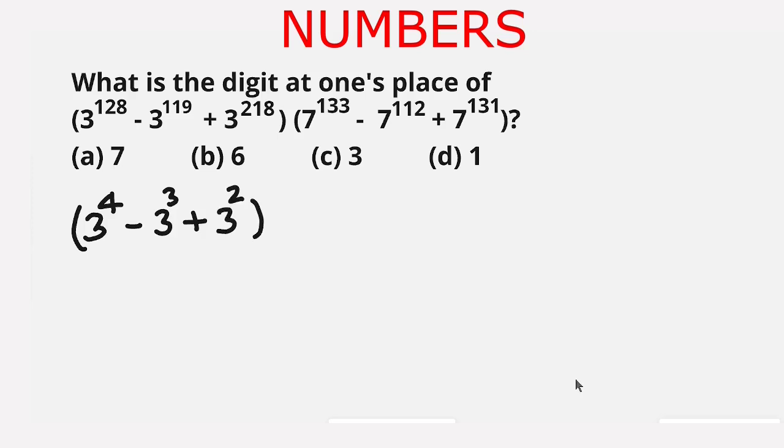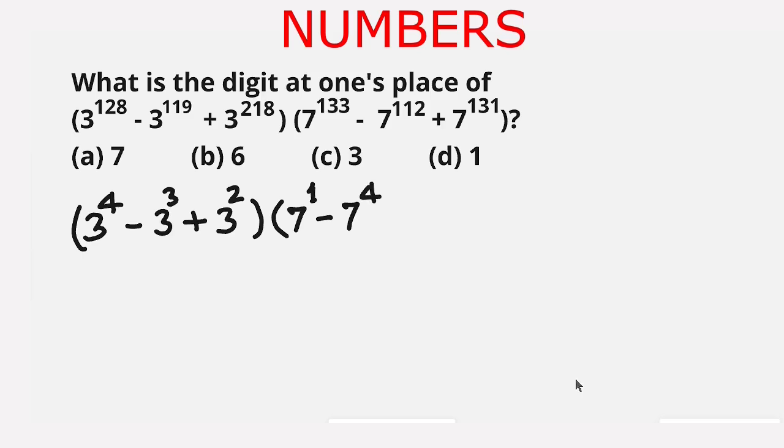We put all these three numbers in one parenthesis or bracket, and we start another bracket. 7 to the power 133. We divide the last two digits of 133 by 4. 8 times 4 is 32 and 33 minus 32 is 1. So we write 7 to the power 1 minus 7 to the power 112, and we divide the last two digits of 112 by 4. 4 times 3 is 12 and 12 minus 12 is 0, but we will write it as 4.